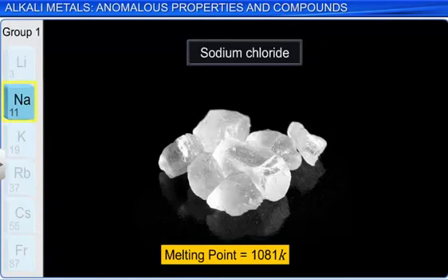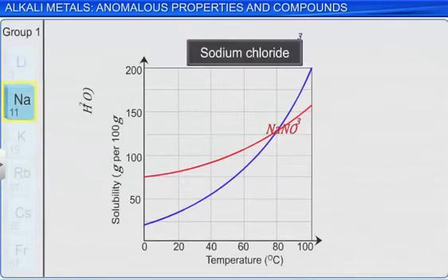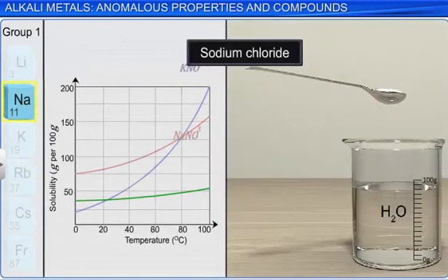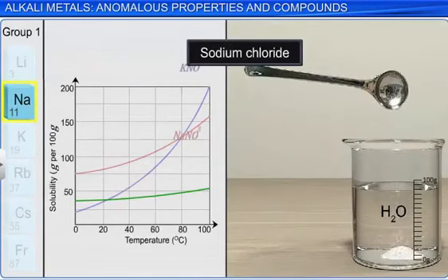As the green line in the solubility diagram shows, the solubility of sodium chloride is nearly independent of temperature. About 36 grams of sodium chloride can dissolve in 100 grams of water between 0 and 100 degrees Celsius.